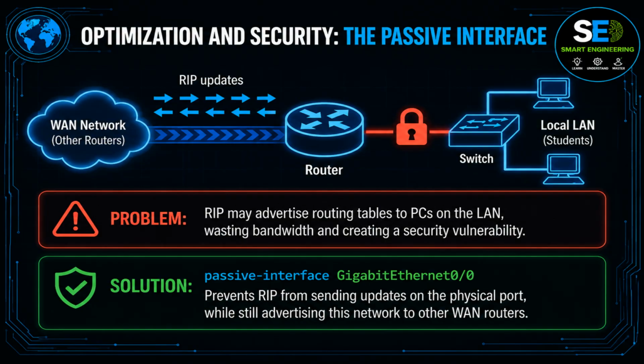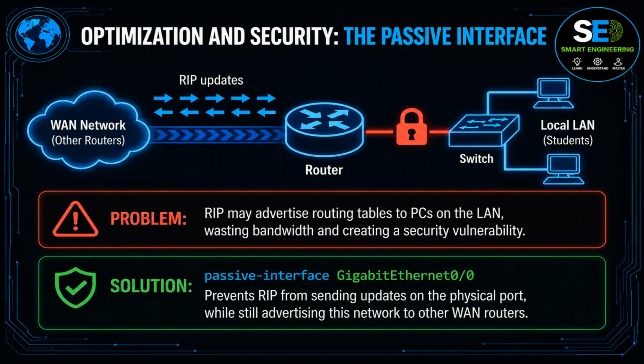Let's now discover an important optimization and security feature in RIP: the passive interface. In a real network, RIP updates should only be exchanged between routers. There is no benefit in sending routing updates to student computers or end-user devices connected to a local LAN. Doing so wastes bandwidth and may also create security vulnerabilities by exposing routing information to unnecessary devices.